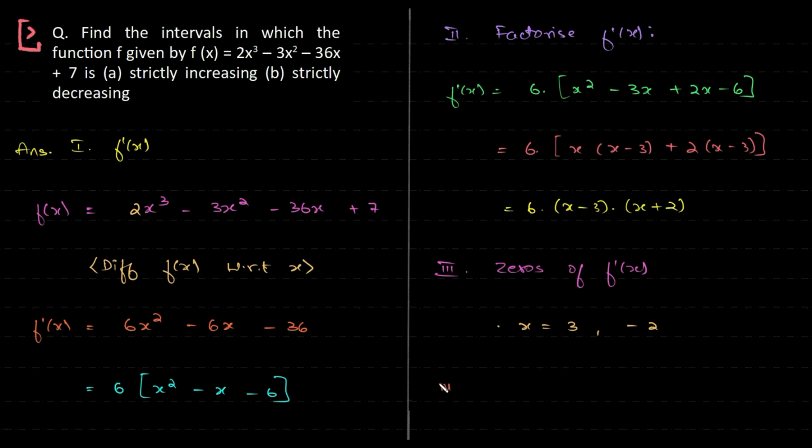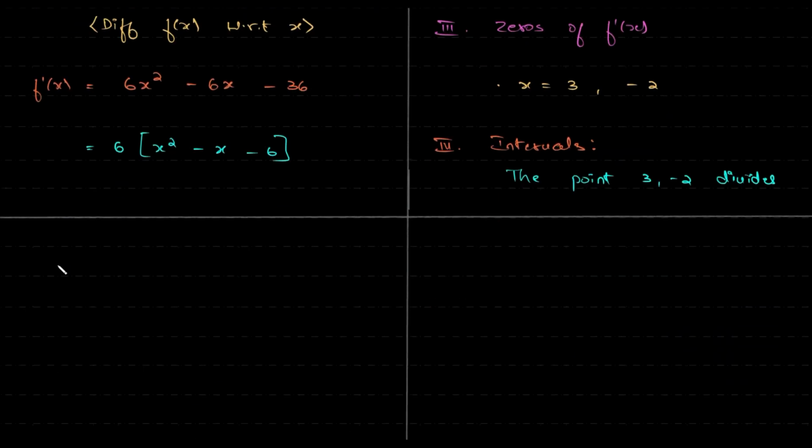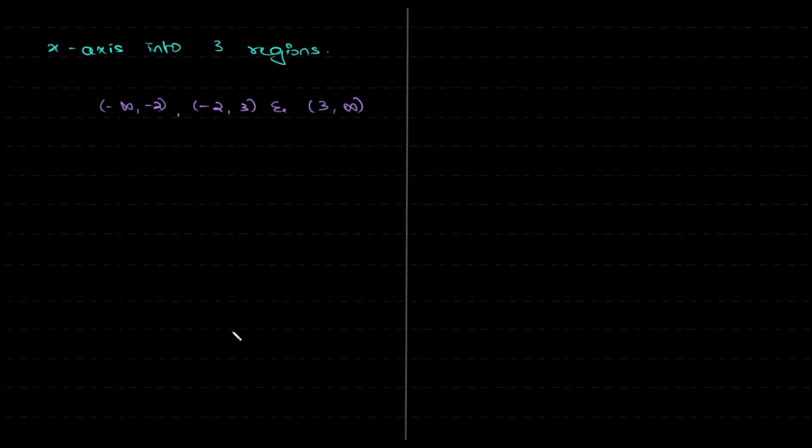Now we have this. This is where the actual work starts. Intervals. So we'll tell that the points 3 and -2 divide the x-axis into 3 regions or 3 intervals. Okay, so one is from -infinity to -2 actually. I'm writing in ascending order, -2 to 3 and 3 till infinity. Okay, so these are the intervals that we are concerned about. Now all we have to do is, we have to take case by case.